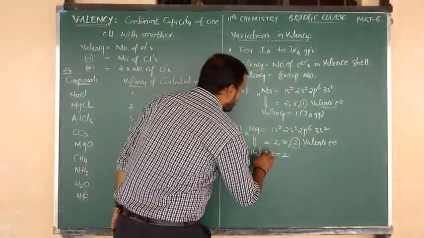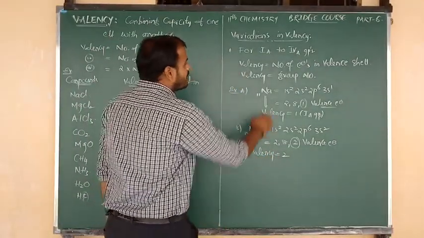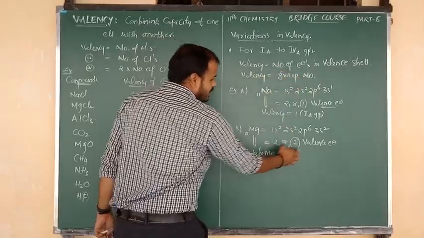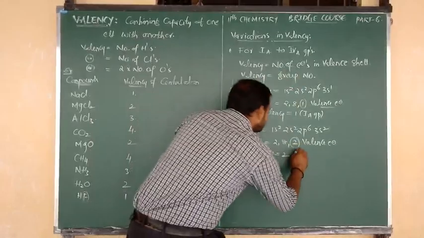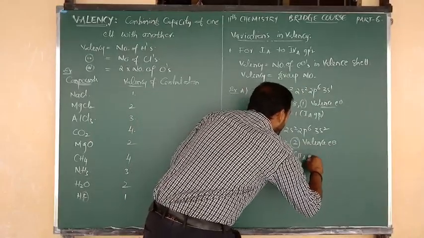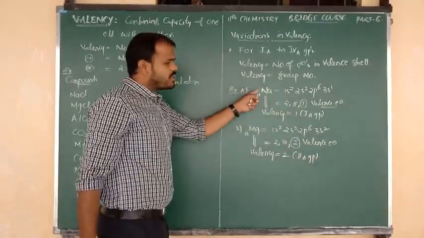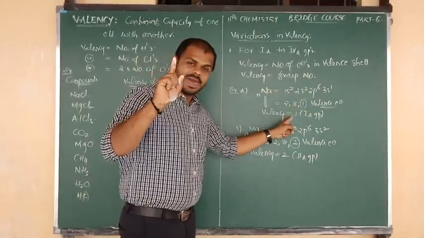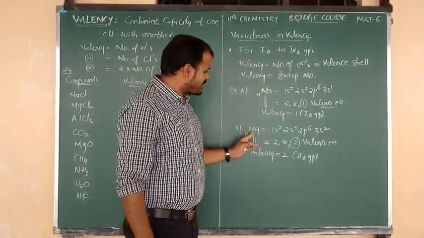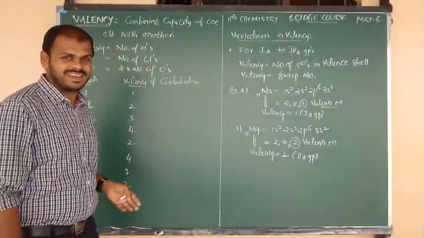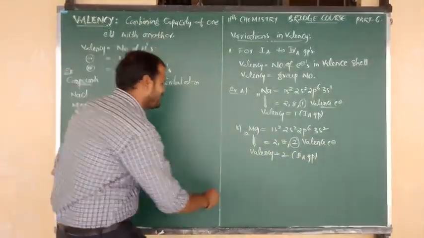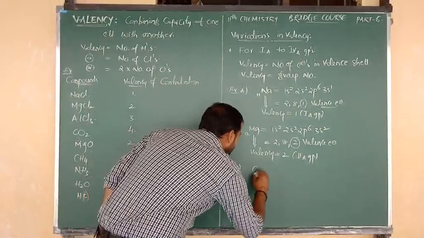The valency of magnesium is 2, equal to the number of electrons, and also equal to the group number. Magnesium's group number is 2A. Sodium has 1 valence electron, valency 1, 1A group. Magnesium has 2 valence electrons and is in the 2A group. Like that we have to give the answers. One more example I am going to give you: carbon.